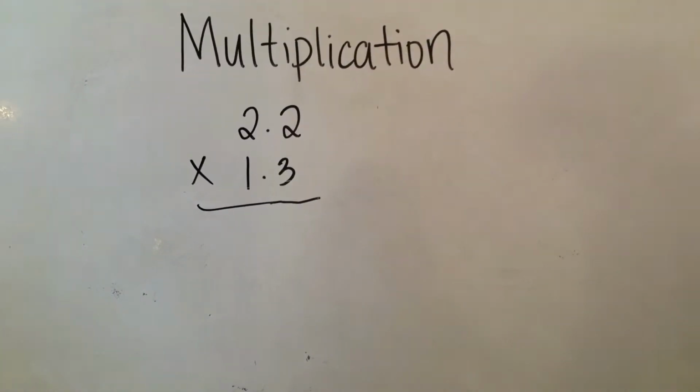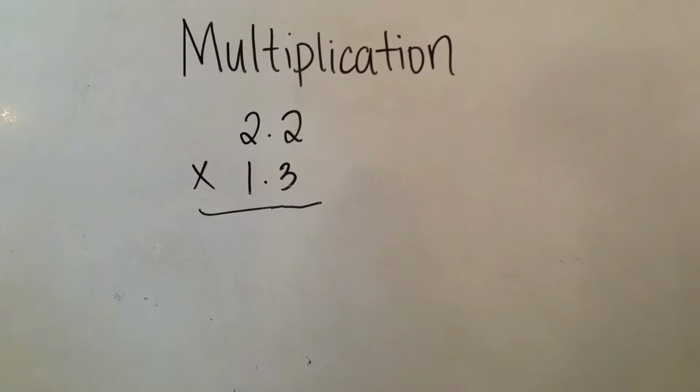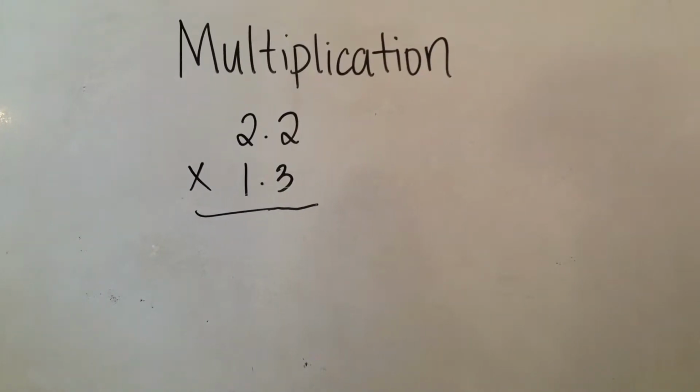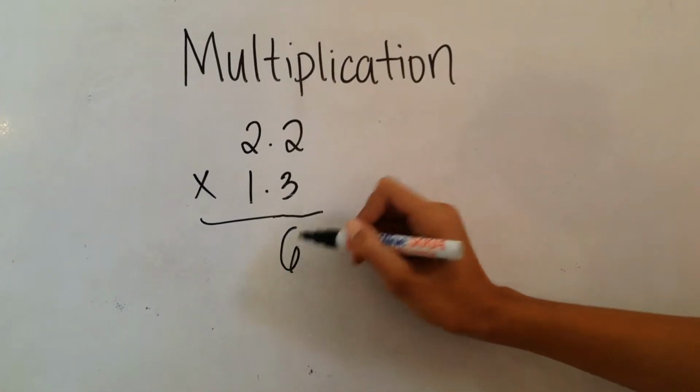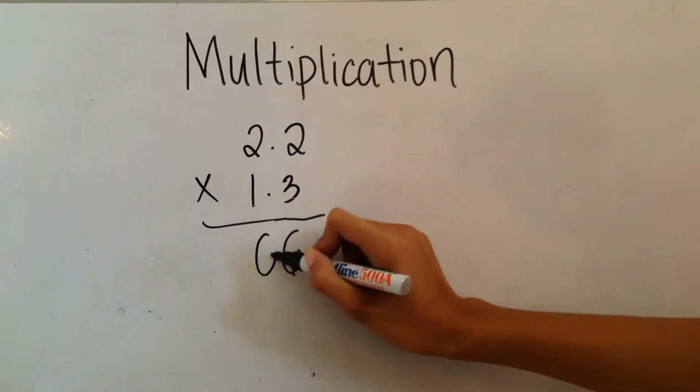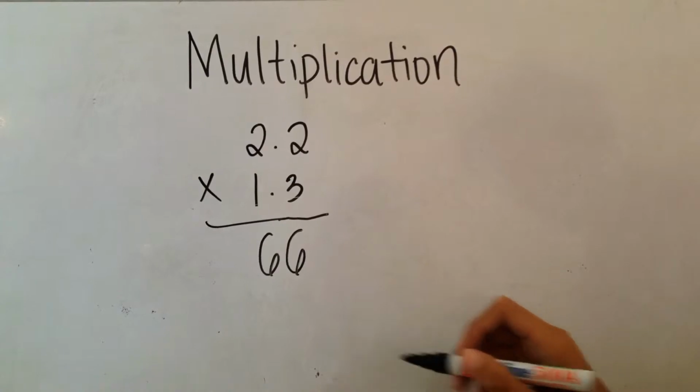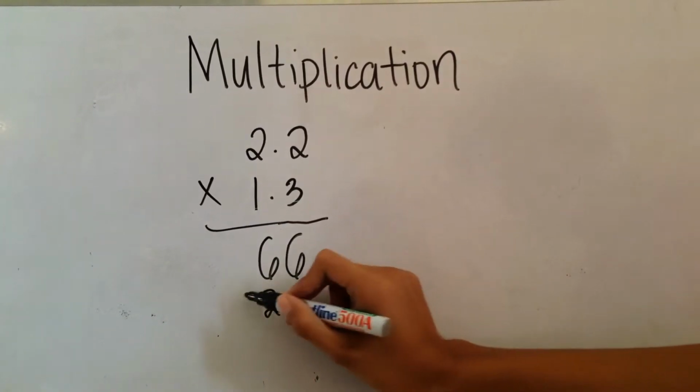For example, 2.2 times 1.3. So the first step is to multiply all numbers as if they were whole numbers. So 3 times 2 is equal to 6. Next, 1 times 2 is equal to 2.